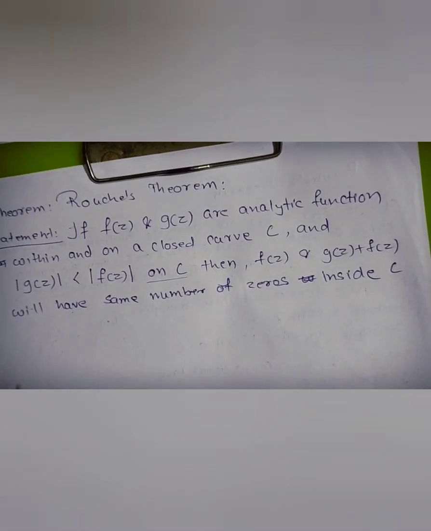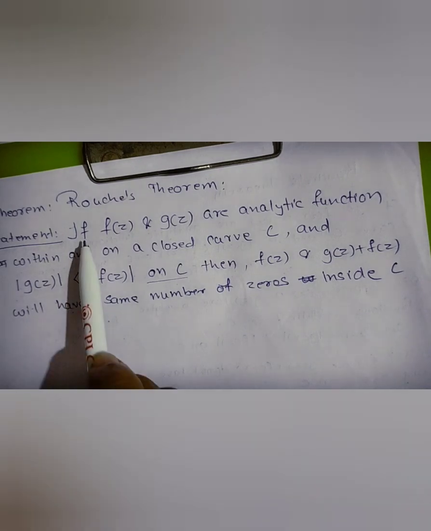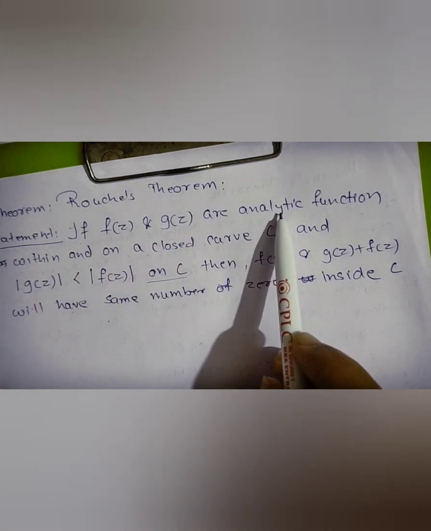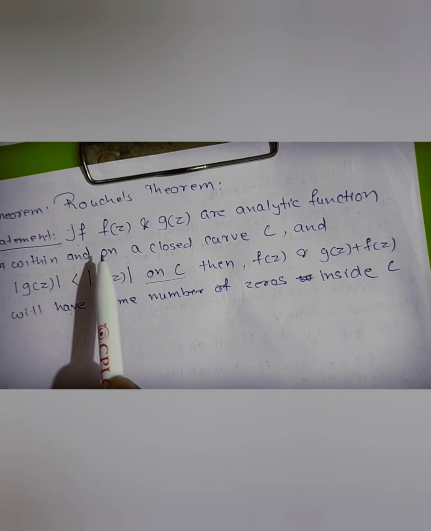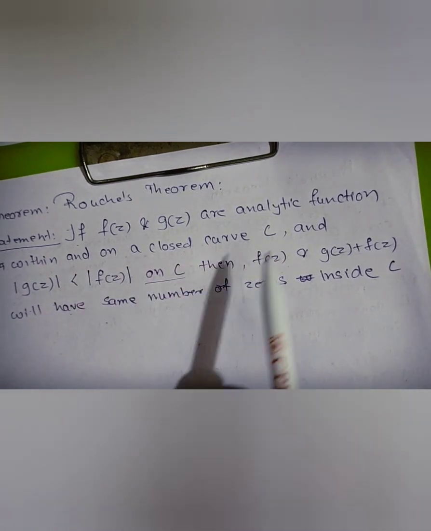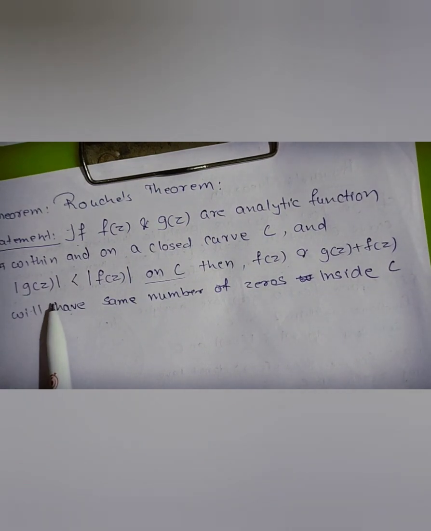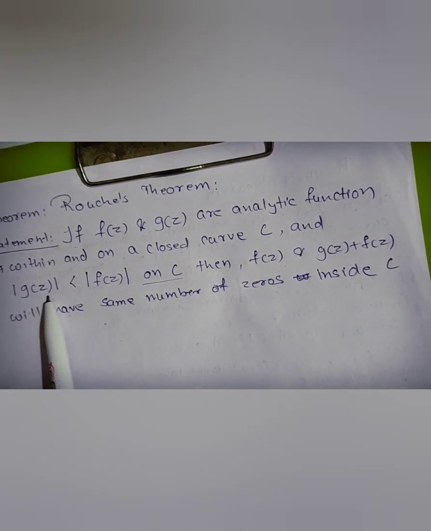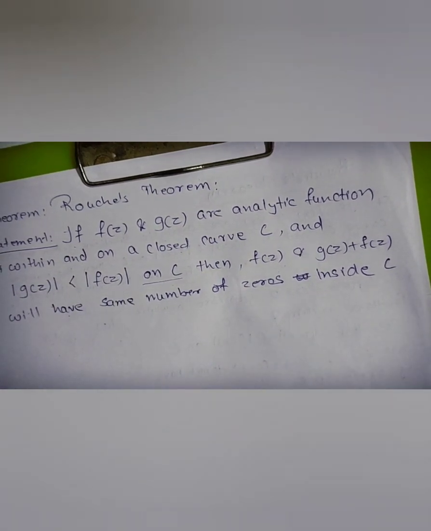So Rouche's theorem, let me repeat again. Rouche's theorem simply says if f(z) and g(z) are analytic functions within and on a closed curve or closed contour C, and if they satisfy this particular condition, that is the mod of g(z) is less than the mod of f(z) on C, so this should be satisfied on C.